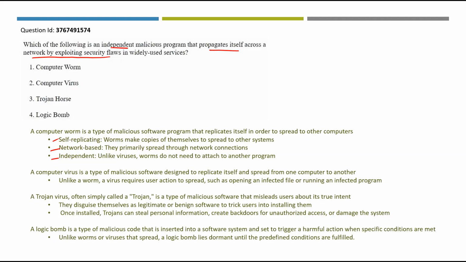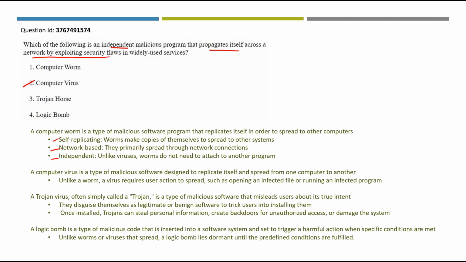A computer virus is a type of malicious software designed to replicate itself and spread from one computer to another. Unlike a worm, a virus requires user action to spread, such as opening an infected file or running an infected program. The damage will be caused only by user action, is what they say. Unless we open the file or run that program, this virus cannot enter into the system. Once it enters, it will replicate itself. So propagates itself is fine, but it is not independent. It is depending on the action of the user. So definitely computer virus is not the answer.